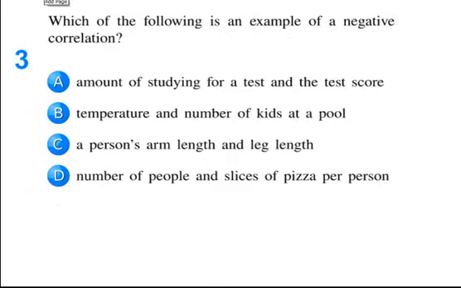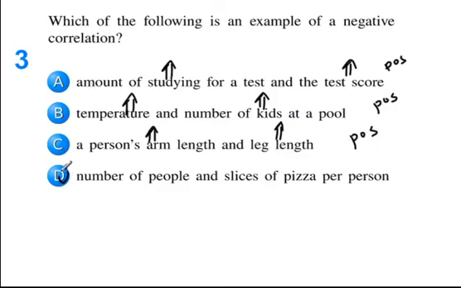Number 3, which of the following is an example of negative correlation? Well, we just said when one goes up, the other one goes down, that's a negative correlation. So, which one of these matches that? Amount of studying. So if that went up, your test score would go up. So that's not a negative correlation, that's a positive. Okay, temperature and number of kids at the pool. So the temperature goes up, obviously it's hot out, the number of kids at the pool should go up. Again, that's a positive. A person's arm length, so as my arm length grows, my leg length should grow. That's called being proportional. So that's positive.